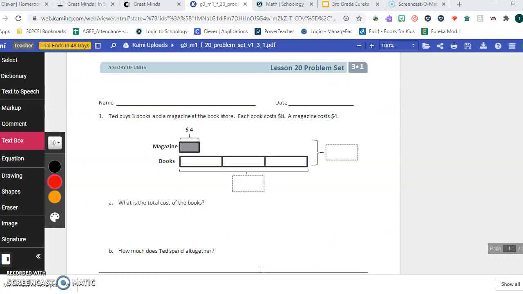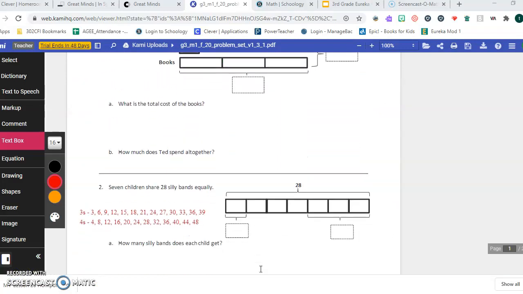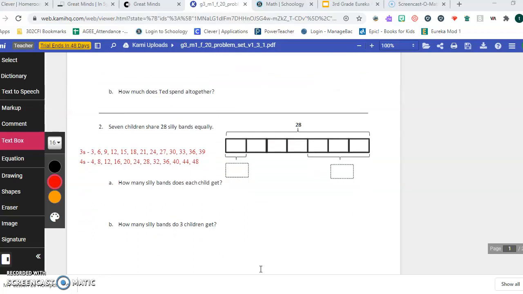Okay, back to the lesson 20 problem set. We are going to be looking at problem number 2, and you'll notice that I already loaded the count bys into the problem set because it's going to involve this. I see this number 28, and I recognize it on my count bys. It's not on the threes, it is on the fours, okay?